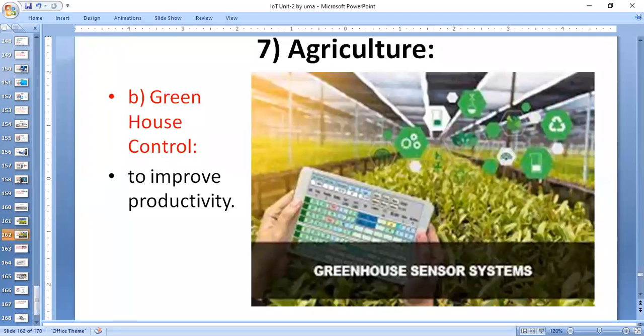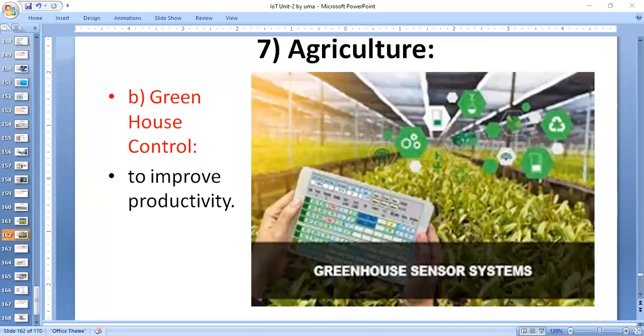The next important system here is the greenhouse control system. What is the main intention of the greenhouse control system? To improve the productivity. To identify and improve the productivity, you are using the greenhouse control system. What is the greenhouse system here? Greenhouses are structures with glass and plastic roofs that provide a conducive environment for the growth of plants. Here you have some conditions inside a greenhouse, which you monitor and control to provide the best condition for the growth of plants.